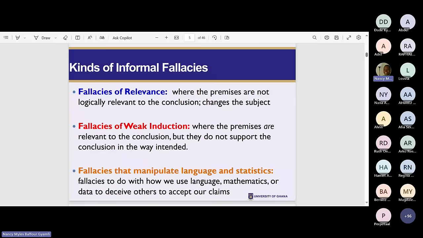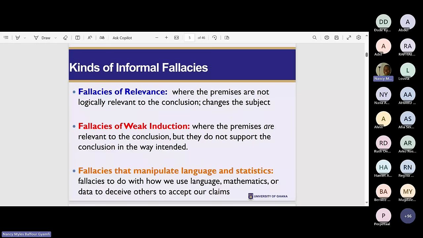You see that? At other times, when I call out an informal fallacy, I'm not talking about an error about the relevance of the premises to the conclusion, but rather I am showing that your premises are connected to the conclusion.